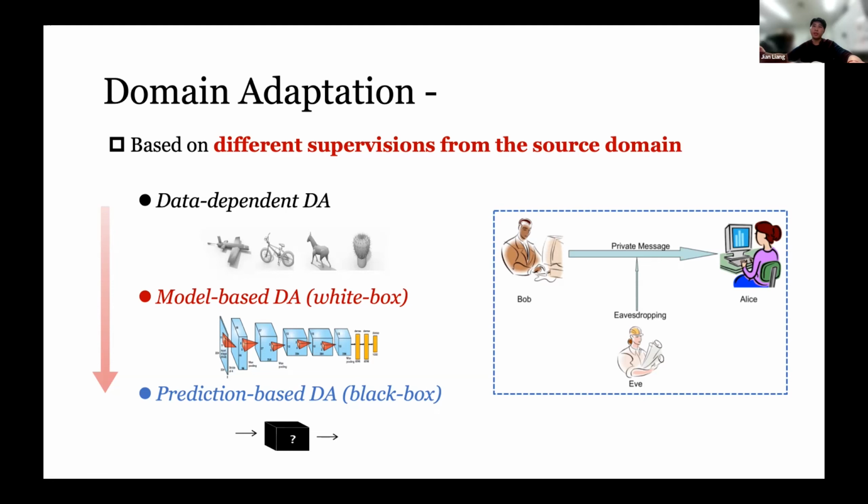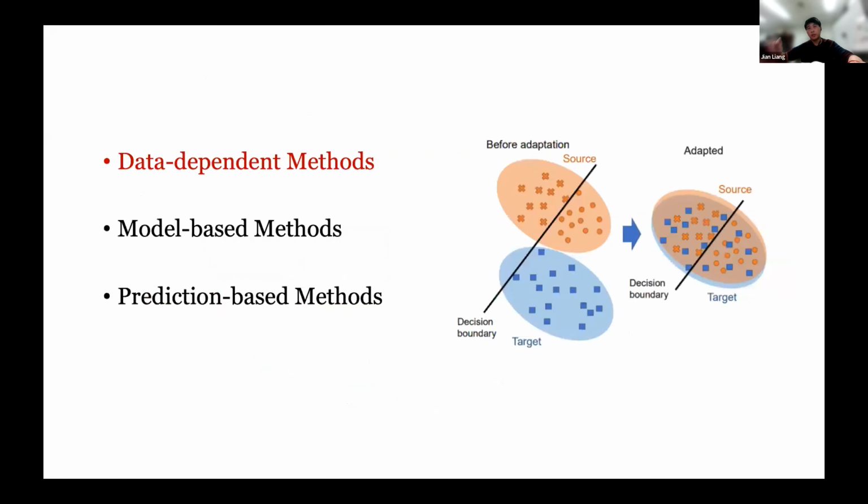So we don't know the parameters or the type of the source model, unlike the white box. We just have an interface to this model as a black box. We only have the predictions from this interface, and using these predictions, we try to transfer the knowledge in them to a new target domain. In the following, I will introduce some classical methods for these three task settings.